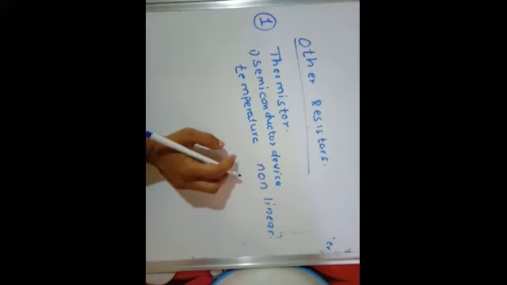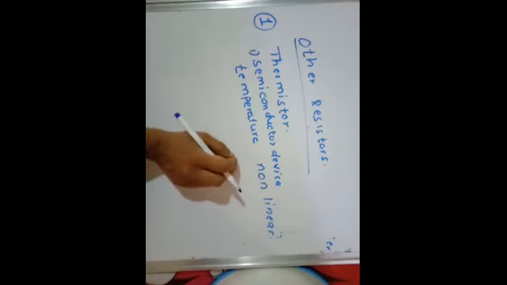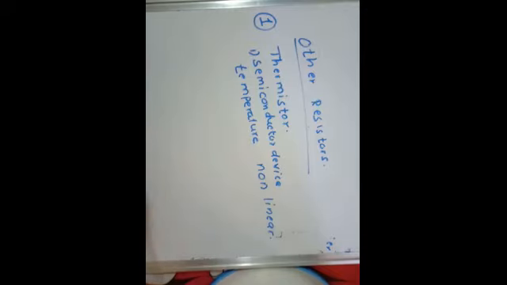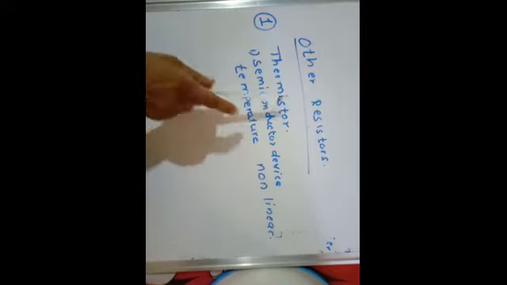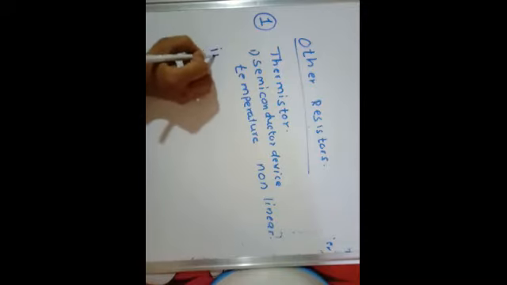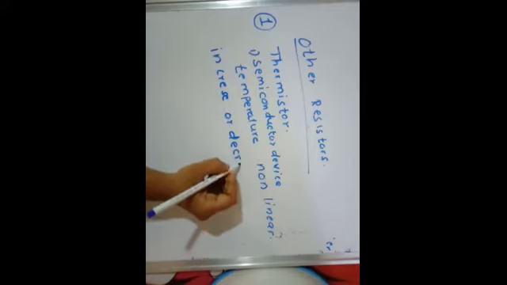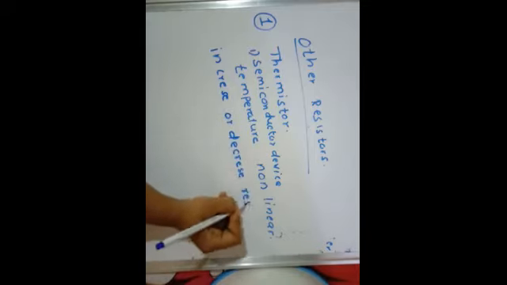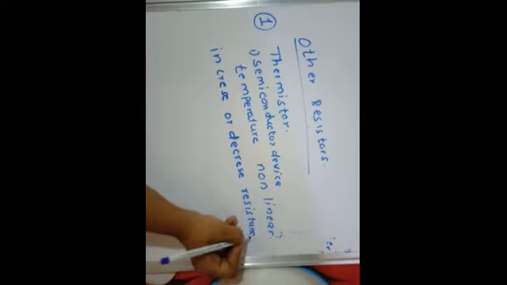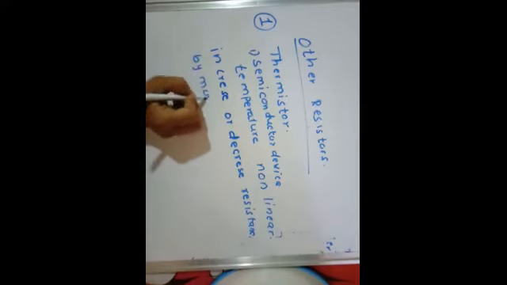Conductors show very small changes in resistance, but a thermistor can increase or decrease its resistance by much larger values. We have seen that a conductor always shows very small changes in resistance, but this thermistor can increase or decrease the resistance by more values.